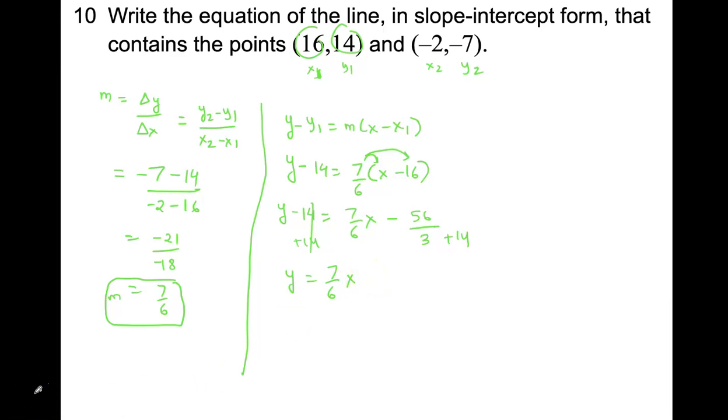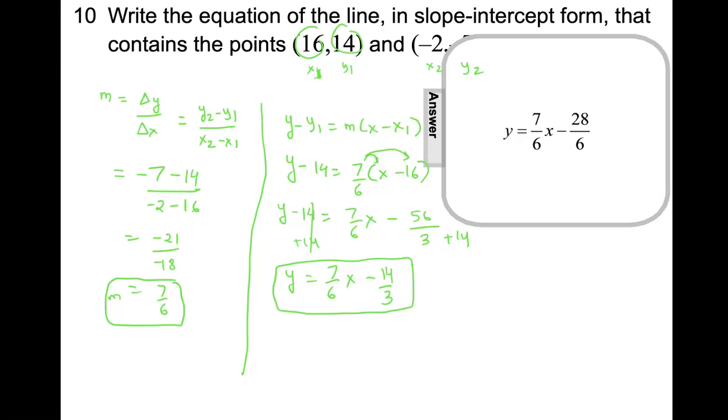So this part will give me negative 14 over 3, which will be minus 14 over 3. So this is my answer for this problem. Let's check our answer. Yes, my answer is y is equal to 7 over 6x minus 28 over 6. If you pay attention, earlier we had 21 over 18, which we simplified. If you simplify this, 2 times 14 is 28 and 2 times 3 is 6. You will end up with the same answer.